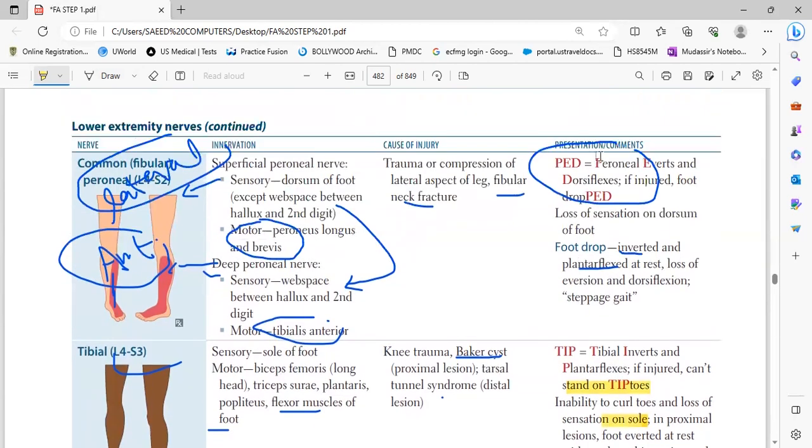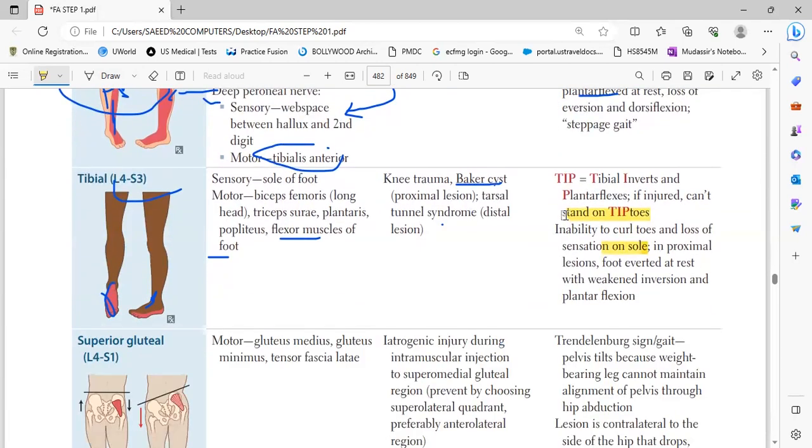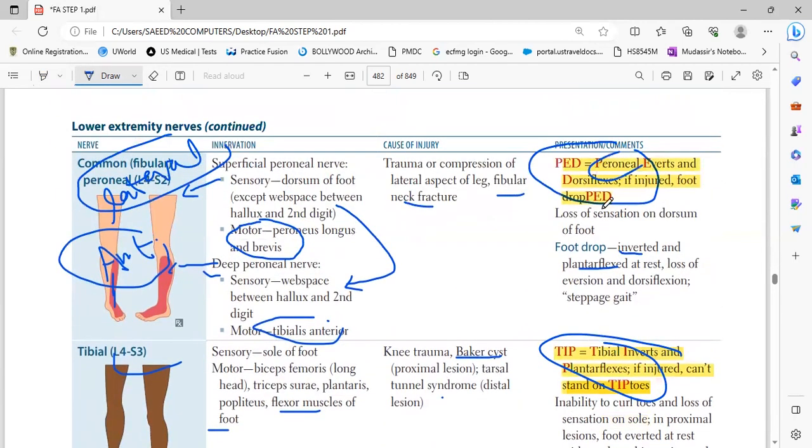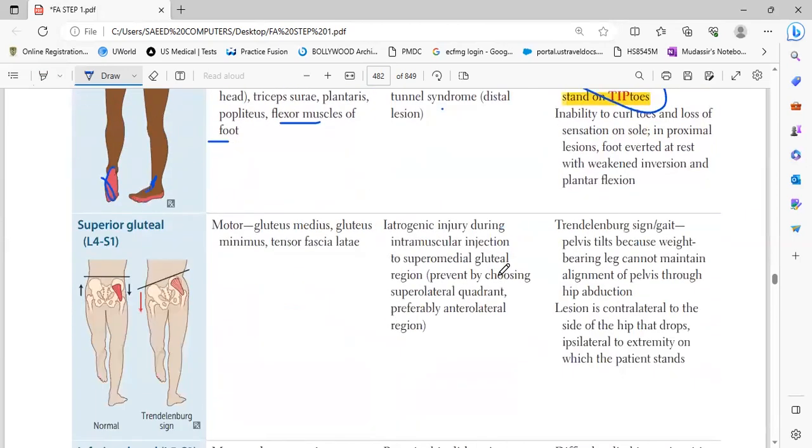Remember, see the difference between them: foot drop versus can't stand on tiptoes. These are three lines you just have to grab. You can clearly see these three lines, and both are high yield. You can compare them.